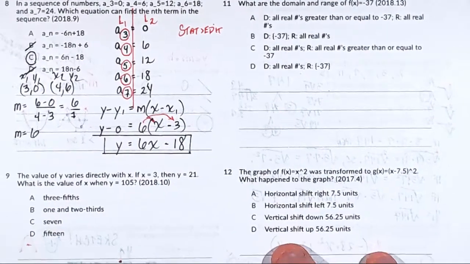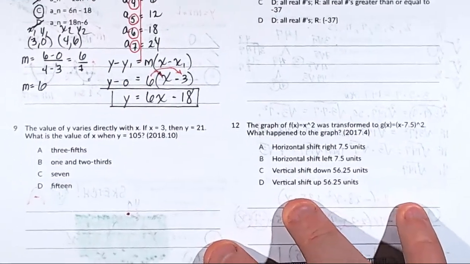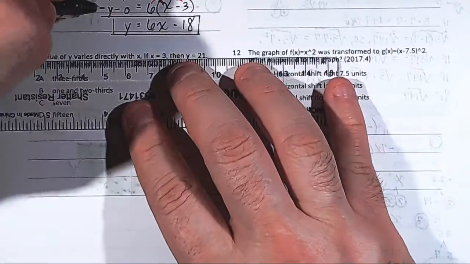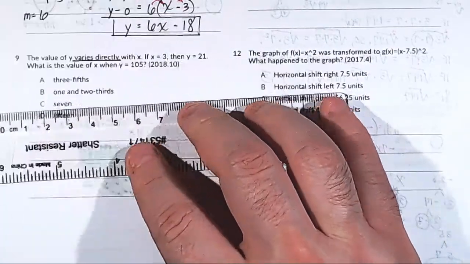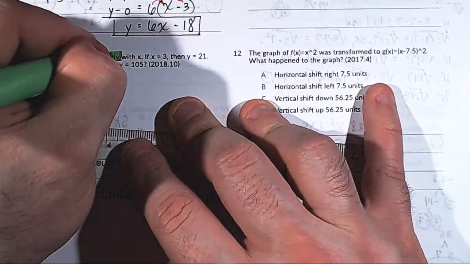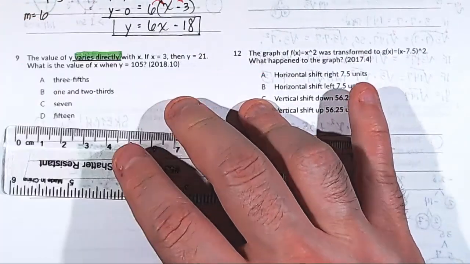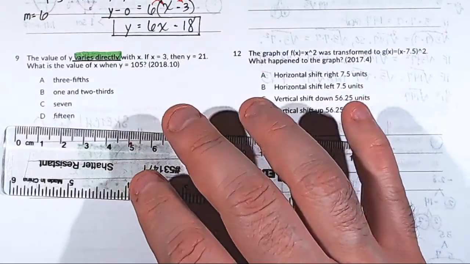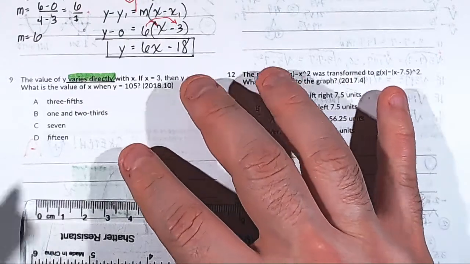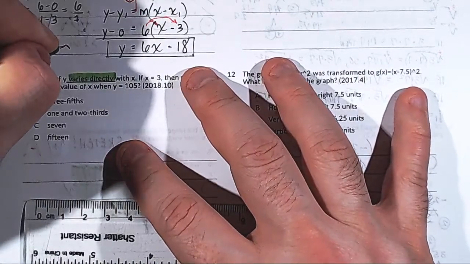Okay, number 9. The value of y varies directly with x. I'm going to stop right there and underline and then highlight this phrase, varies directly, okay? Because that is really going to help me out. When I see varies directly, I should be thinking of a butterfly.